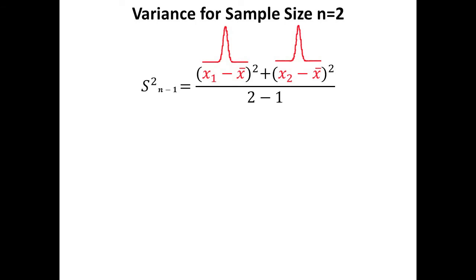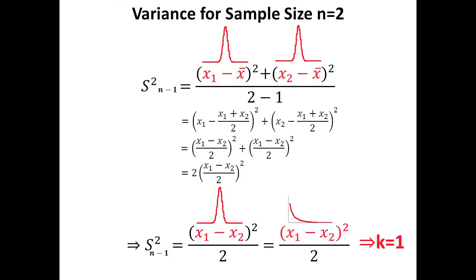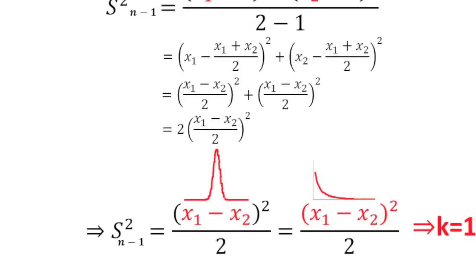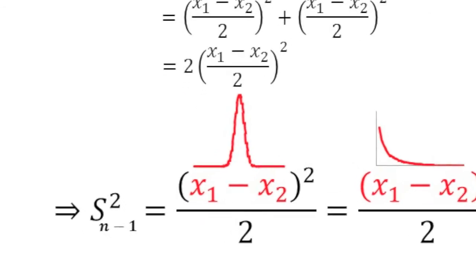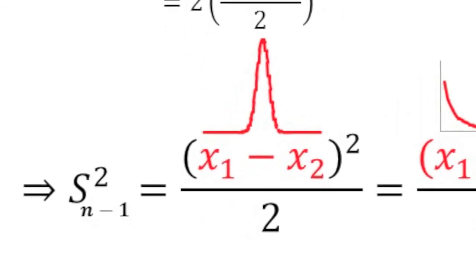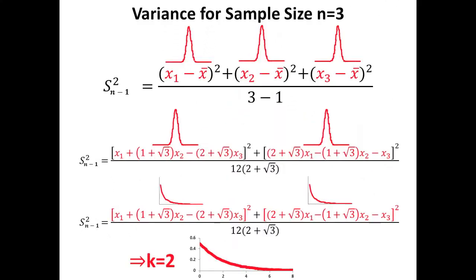If you calculate the variance for a sample of size n equals 2, then the variance calculation simplifies as shown on this slide. And as you can see, you really only have one independent normal distribution squared, namely the one associated with x1 minus x2. The variance associated with a sample size of n equals 3 can be simplified to the sum of two squared quantities, each of which has the same variance.